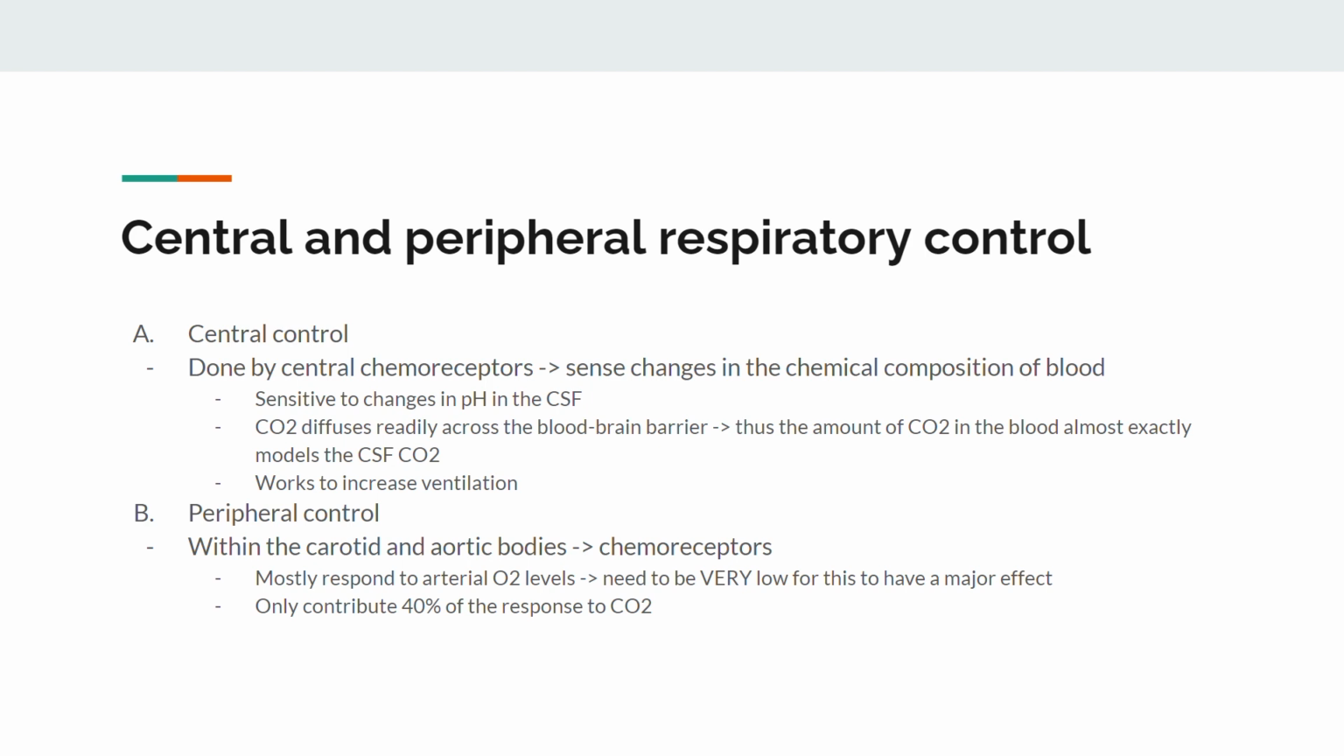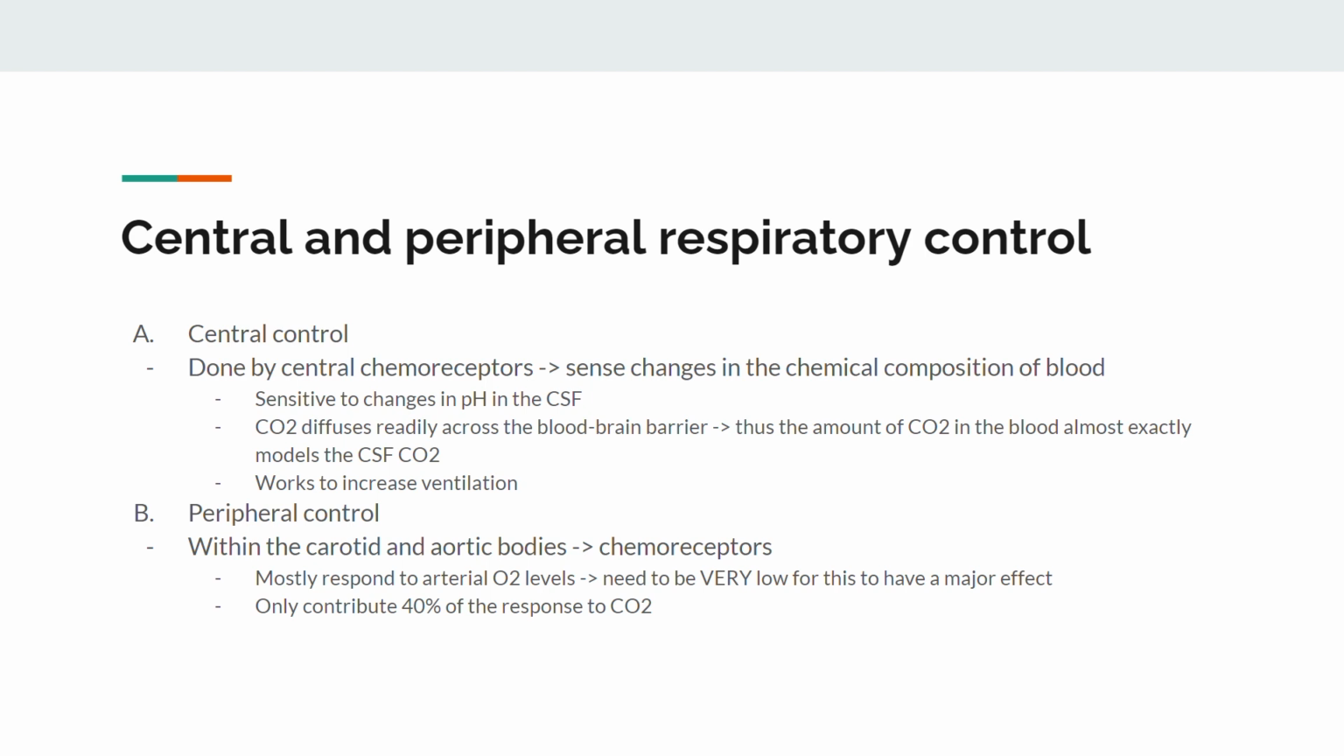And really there are 2 points of respiration control. There is your central control and your peripheral control. So we'll start with central. Central control is done by central chemoreceptors. Essentially, these are receptors that are sensitive to changes in the chemical composition of the blood. Most specifically, they are sensitive to changes in pH in your cerebrospinal fluid, or your CSF. The reason there's a change in pH is that CO2, or carbon dioxide, diffuses readily across the blood-brain barrier, meaning that it's very easy to get across there.